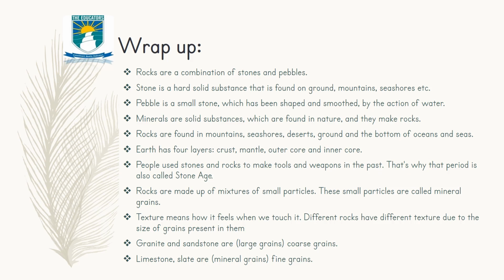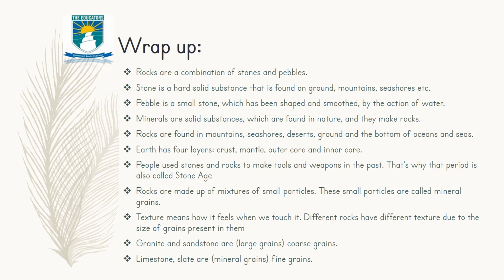Rocks are found in mountains, seashores, deserts, ground, and the bottom of oceans and seas. Earth has four layers: crust, mantle, outer core, and inner core. People used stones and rocks to make tools and weapons in the past. That's why that period is also called the Stone Age.